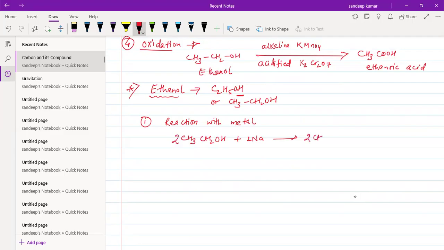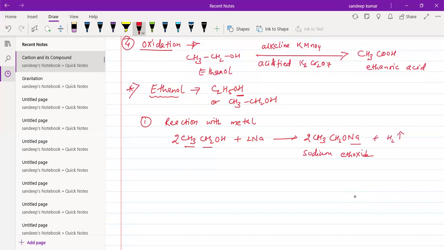Two molecules of CH3CH2OH give 2CH3CH2ONa. That is sodium ethoxide, plus hydrogen gas is evolved.